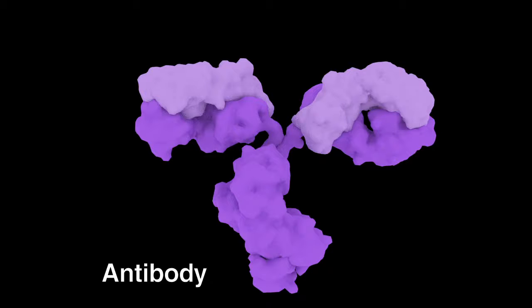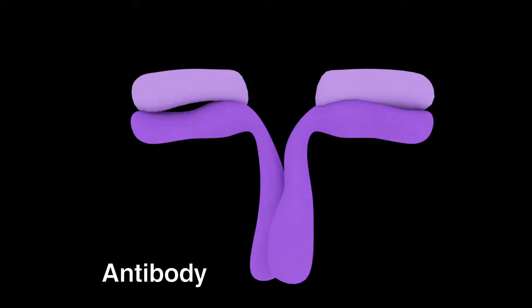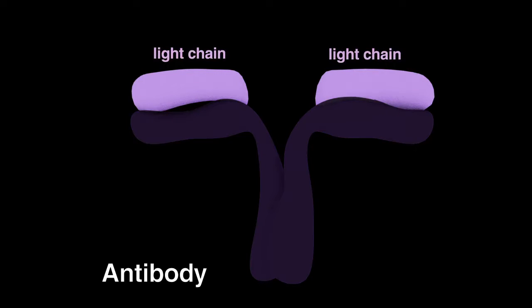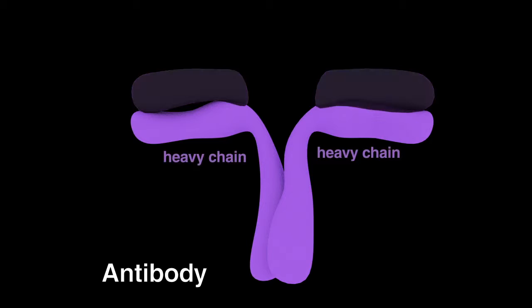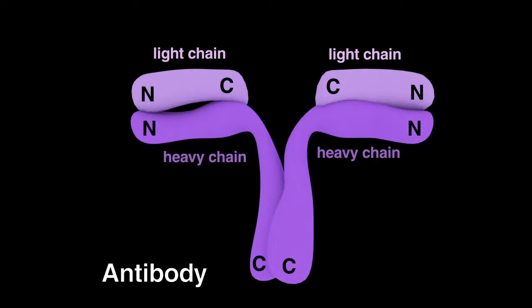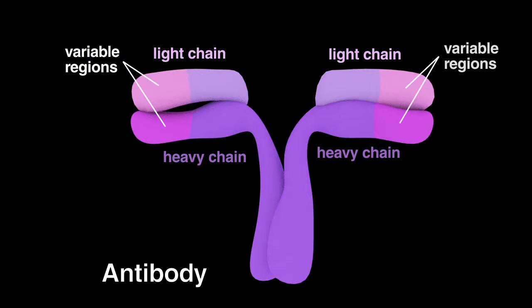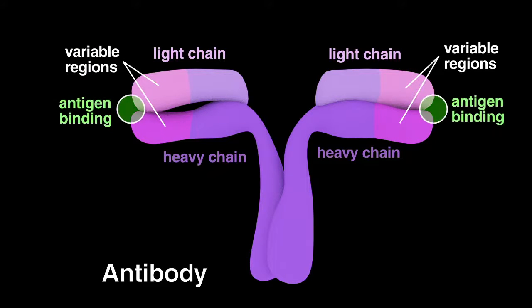Antibodies are Y-shaped proteins and are made up of 4 polypeptides or protein chains: 2 identical shorter chains called light chains, and 2 identical longer chains called heavy chains. The N-terminus of the 4 polypeptide chains varies significantly in sequence from one antibody to the next and are called variable regions. Variable regions are involved in antigen binding.